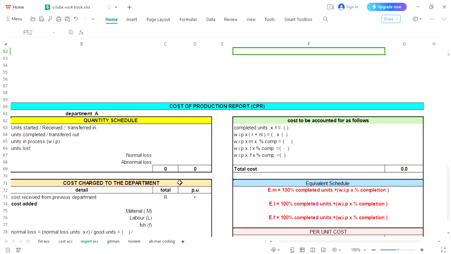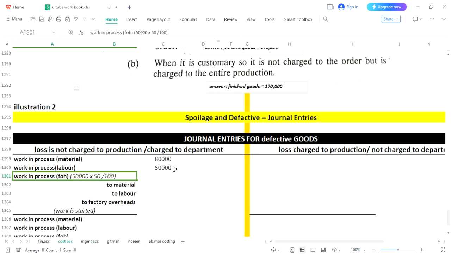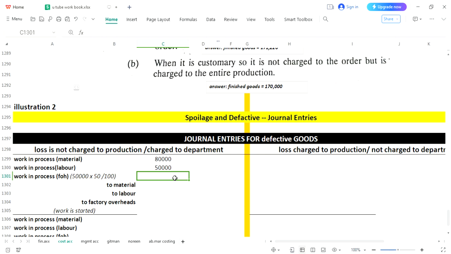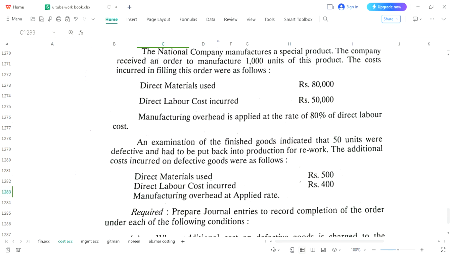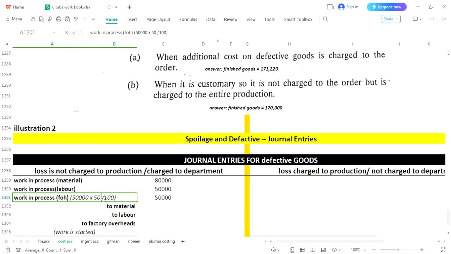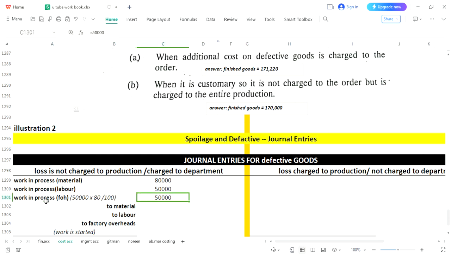Okay, statement is now completed. We can put it on calculator. 50,000 multiplied by, what was the percentage? Let me see first. 80% of direct labor. So it is not 60%, it is 80%, and you will follow the same calculation over here. Multiply by 80 divided by 100.